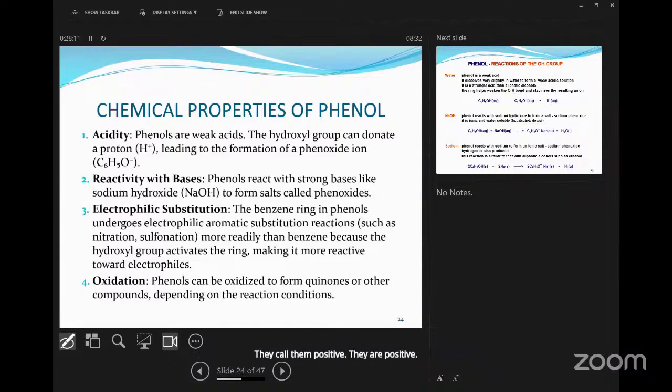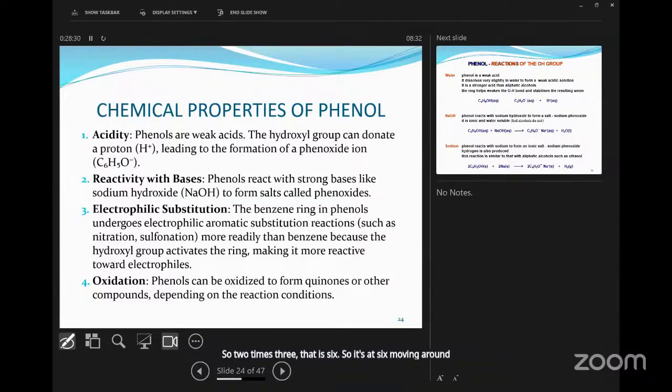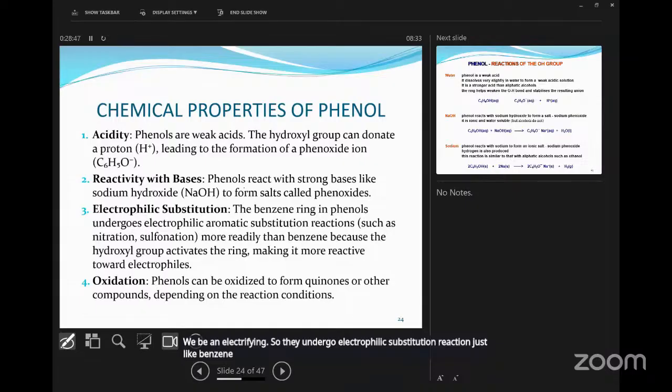Because benzene has 6 pi electrons moving around inside it because of the 3 double bonds. Anytime you see a double bond, what it represents is a pair of electrons, that is a pi bond. So 2 times 3, that is 6 moving around. So it is a nucleophile because it is electron rich. That is why a nucleophile cannot attack it. The only species that can react with it will be an electrophile. So they undergo electrophilic substitution reactions, just like the benzene ring, for example nitration, sulfonation, chlorination, and all that. They can also undergo oxidation.